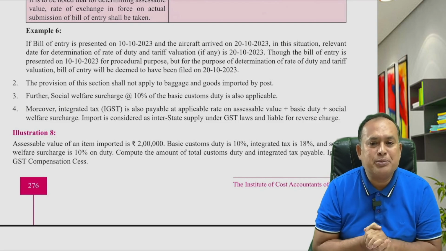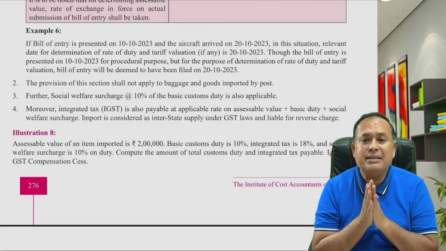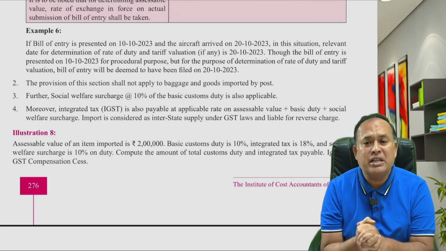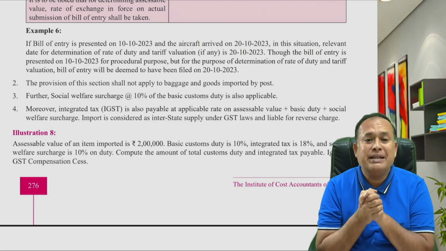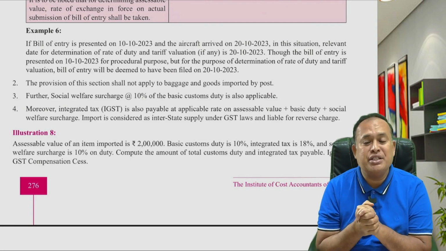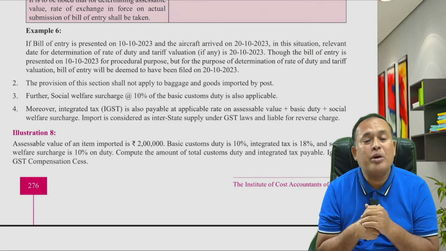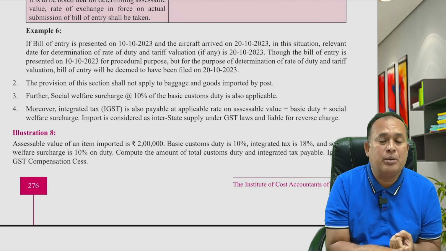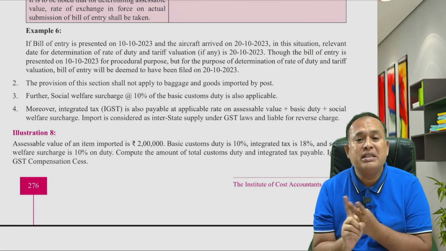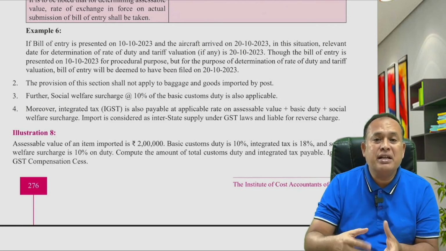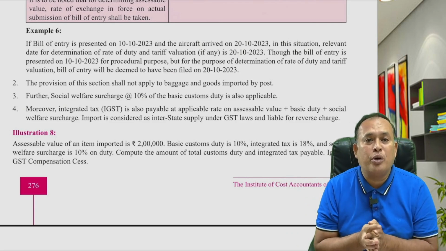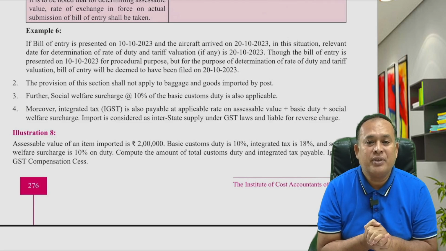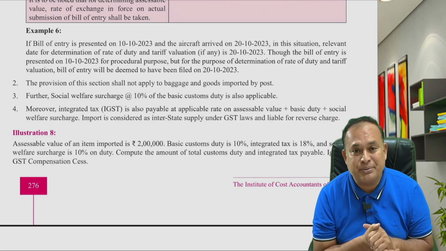If the bill of entry is presented on 10th October 2023 and the aircraft arrived on 20th October 2023, what is the relevant date for determination of rate of duty and tariff valuation? It is 20th October 2023. See here, 10th October is the date on which the bill of entry is submitted, and 20th October is the date on which entry was granted. Among the two dates, whichever is later, which is 20th October 2023, as on that date the rate of duty is applicable. As simple as that, which is the taxable event.